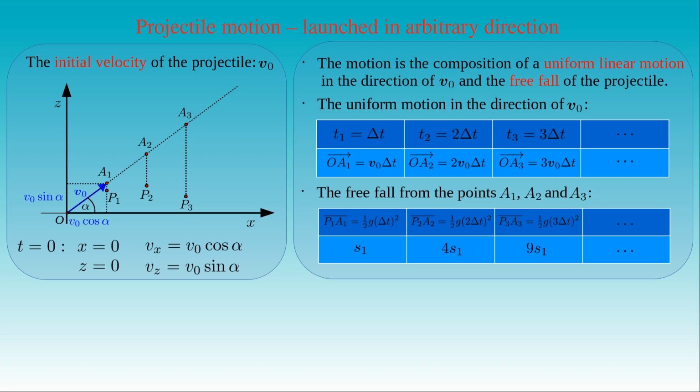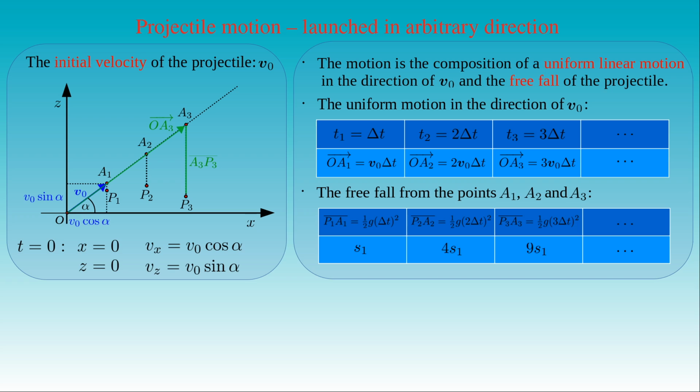If we translate the vertical distance A1P1 to the head of the vector OA1, then we obtain the position P1 of the projectile at the time t1. Similarly, the translation of the vertical distance A2P2 to the head of the vector OA2 gives the position P2 of the body at the time t2. The position P3 of the projectile at the time t3 is determined by translating the vertical distance A3P3 to the head of the vector OA3.